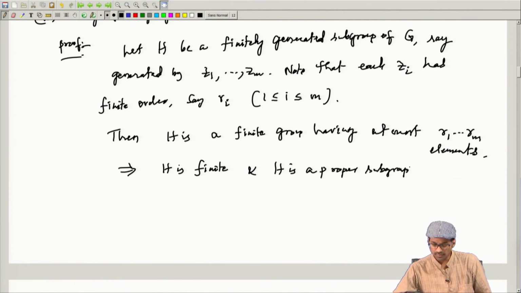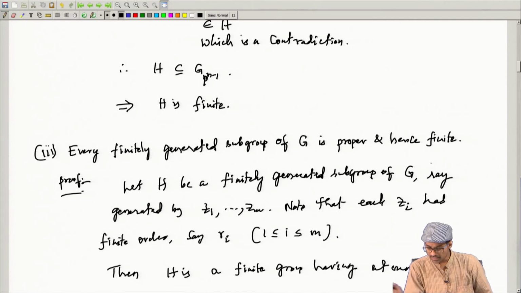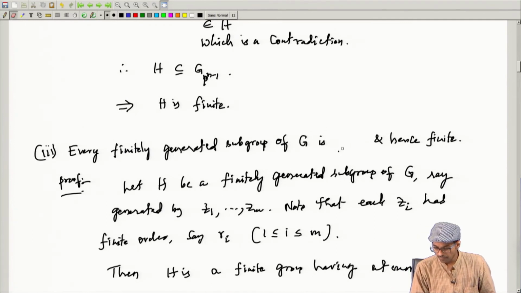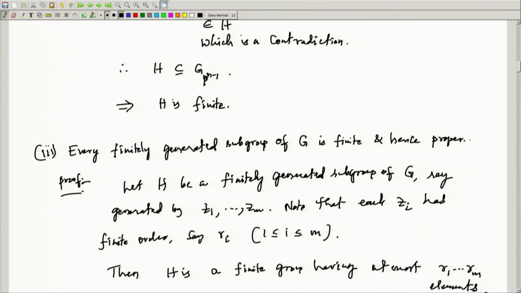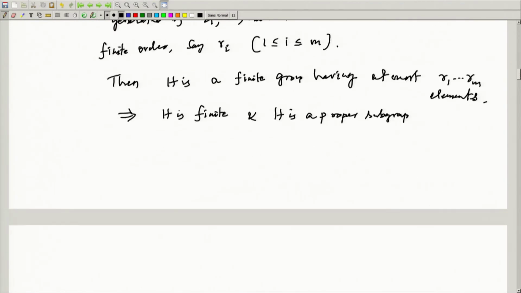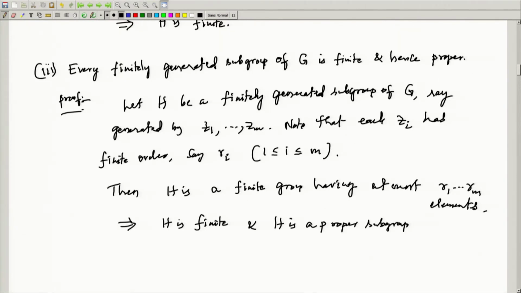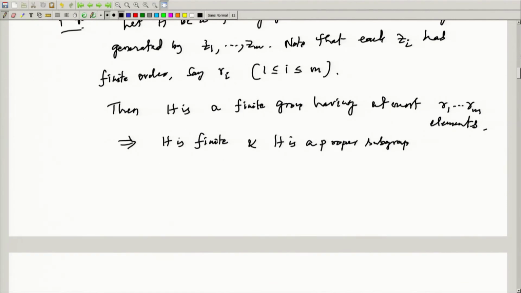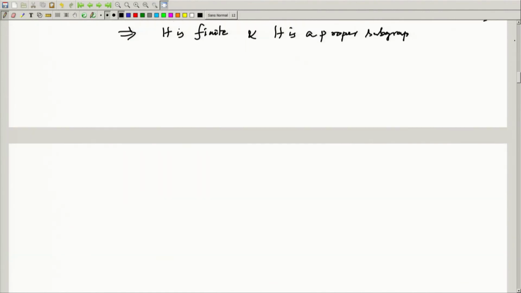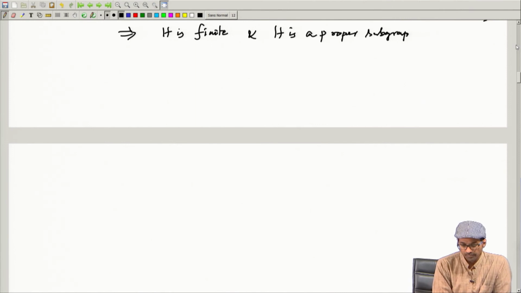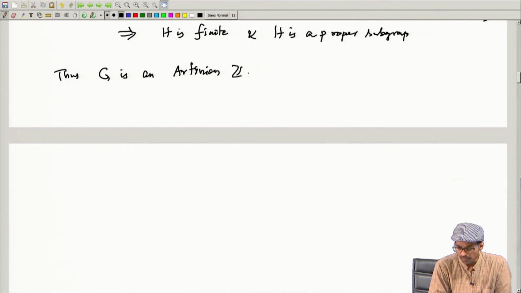Okay. So, in fact, we have shown that it is finite and hence it is proper. So, I just interchange this here. So, these are the properties of the abelian group Z that we started with. Thus G is an Artinian Z module.